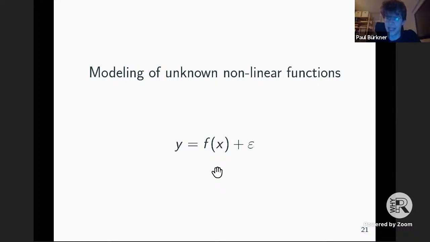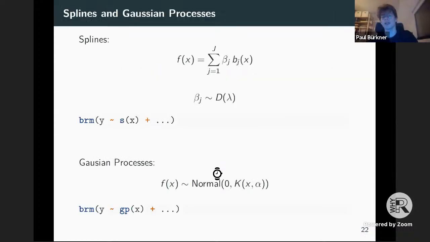And BRMS has multiple ways to accomplish that, most notably splines and Gaussian processes. So what we do in splines, in a nutshell, is that we say that our f of x is the sum of some basis functions b_j multiplied by some basis function coefficients beta_j. And those b_j's are flexible enough. If we add enough of these basis functions together, each having their own basis function coefficient beta_j, then we can approximate a lot of highly complex nonlinear functions using this approach.